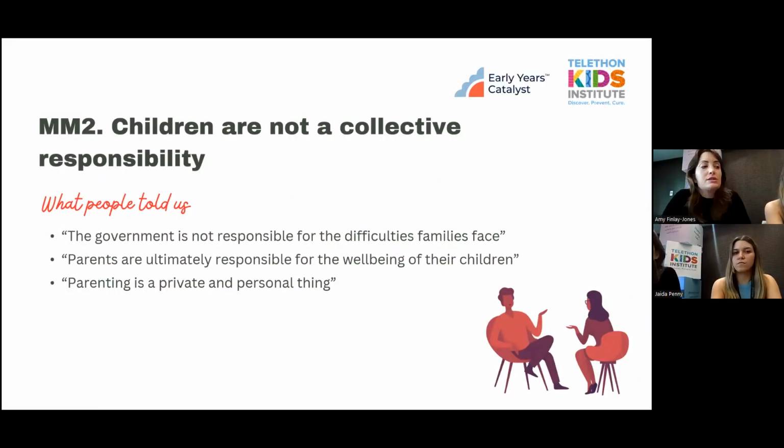So a second class of mental model was the idea that children are not a collective responsibility. And this belief, again, is really driven by individualistic thinking.